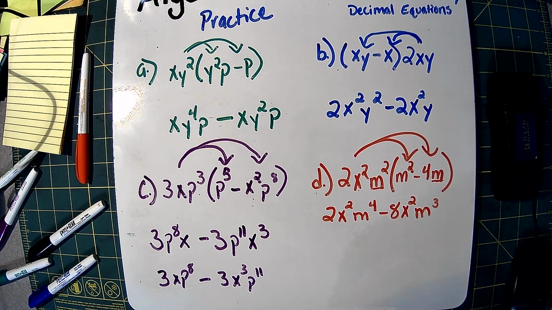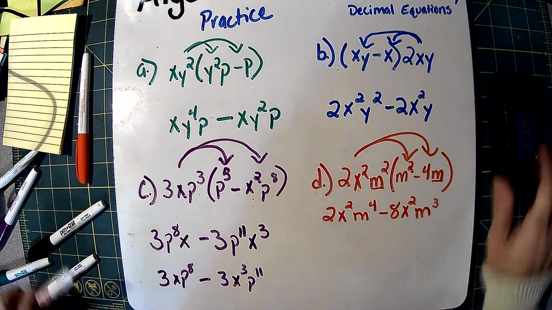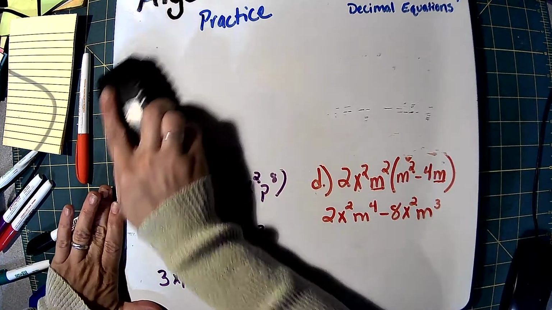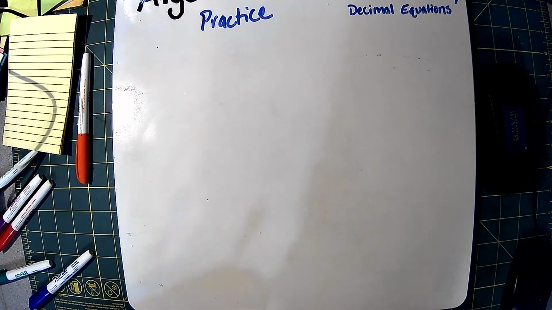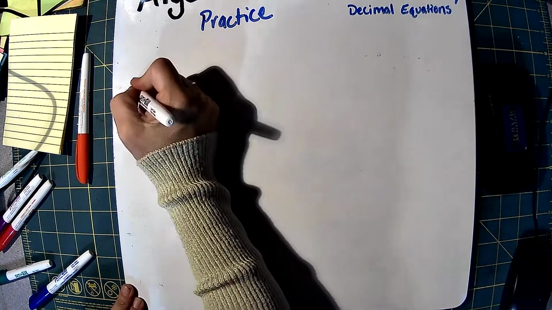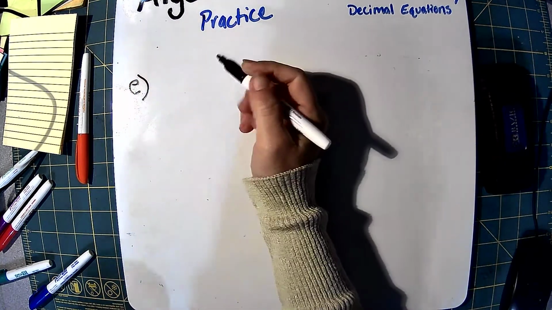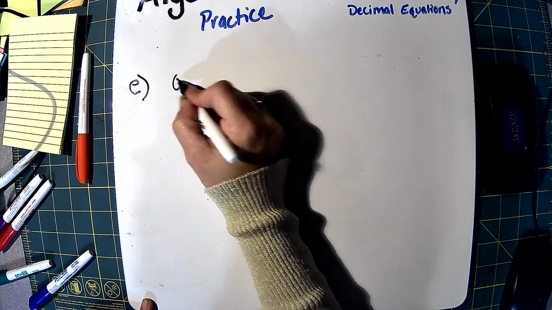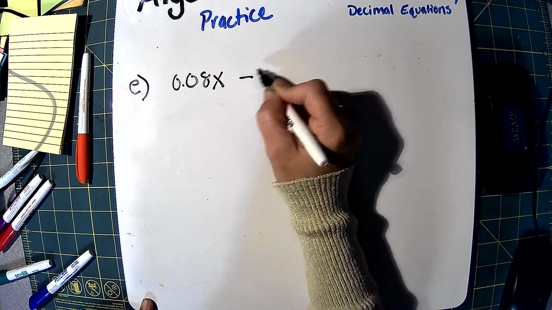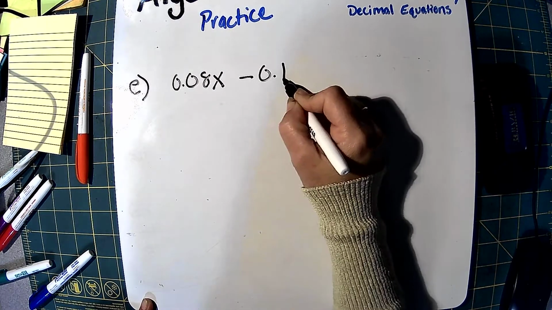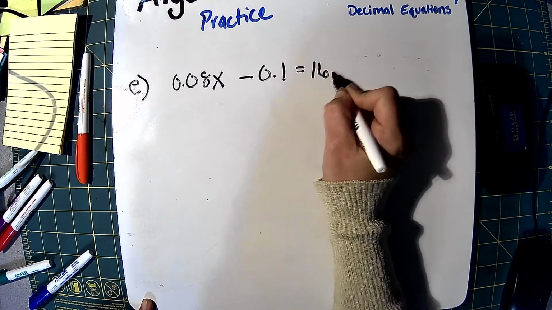Yep, that's right. Alright, and then the other two were the ones where you have to multiply out your decimals. So we're going to do those. E is 0.08x minus 0.1 equals 16.7.